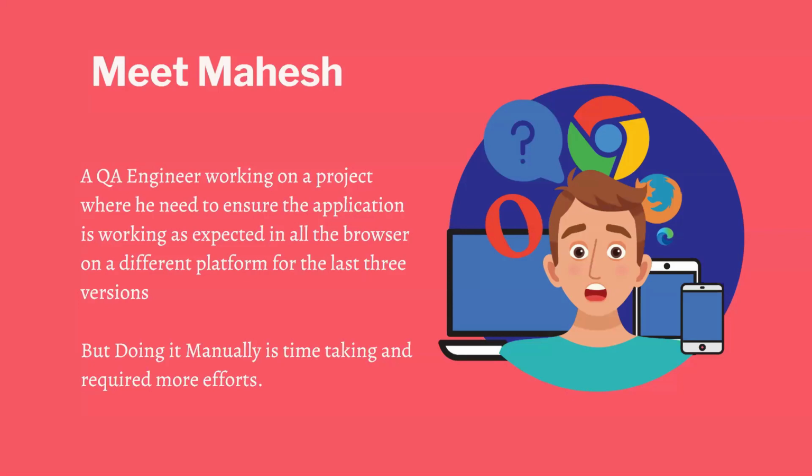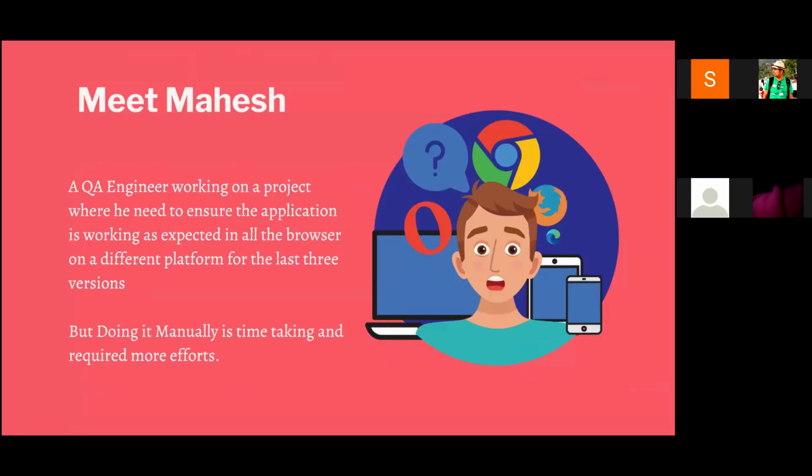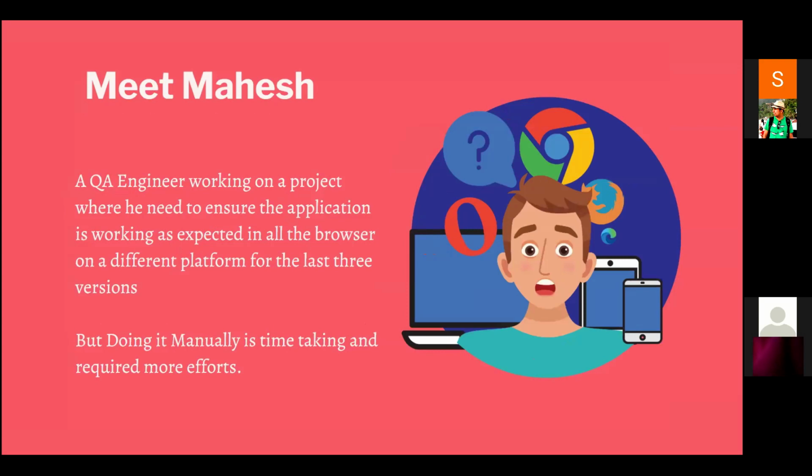So what is Mahesh doing? Mahesh is doing it manually. He picks up one browser, one version, and tests on it. After that, he moves to another version. If you see, there are lots of browser and version combinations, and he needs to ensure that the application is working fine in all the browsers because he wants to ensure that the customer is getting a seamless experience of his application whenever he is using it. So doing this cross-browser testing manually is time-consuming.